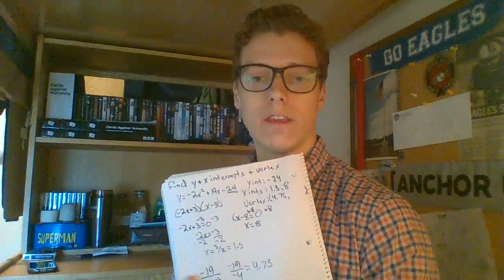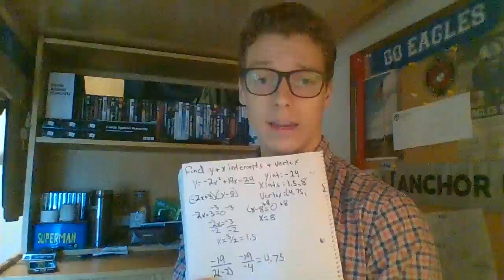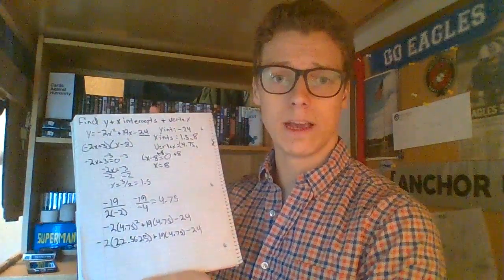Now to solve for the y value, all you have to do is take that x value and plug it into the original equation. So you have negative 2 times 4.75 squared plus 19 times 4.75 minus 24. Now 4.75 squared comes out to 22.5625, and that's still times negative 2, and then you have 19 times 4.75, and then minus 24, and then we're going to go ahead and multiply all the values that need multiplying.